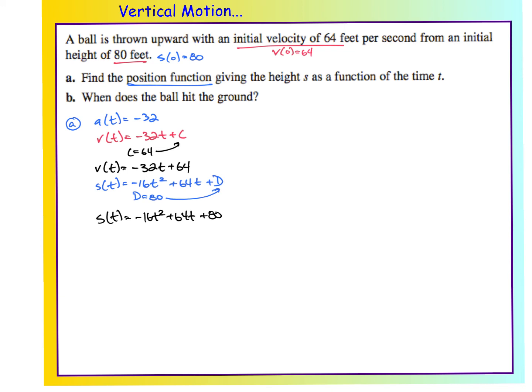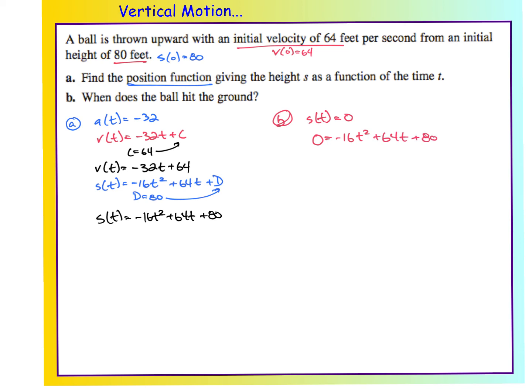All right, so that's part A, fantastic. Part B. When does the ball hit the ground? All right, fantastic. So what do we need to do with our ball hitting the ground? Set s of t equal to 0. So now 0 is equal to negative 16t squared plus 64t plus 80.